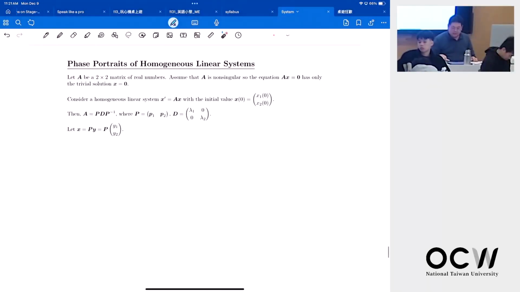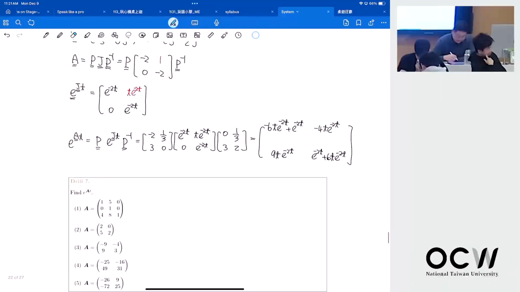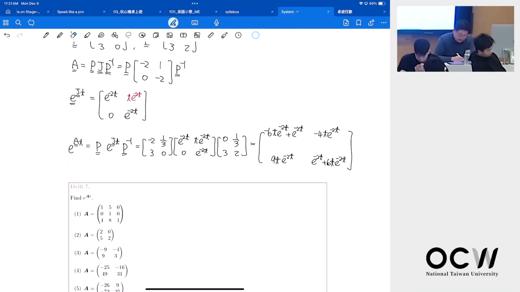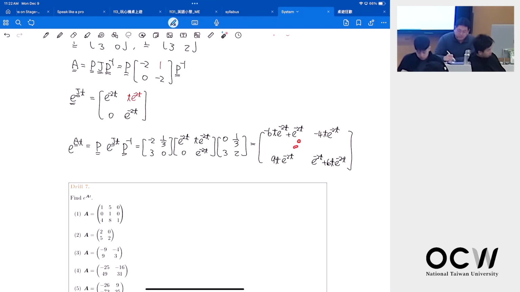The last topic is called the phase portraits. As you can see, this is our answer. x will be like c times e to the at. So I have a time here. Since I have a time, I really want to know the shape, how the shape looks like.